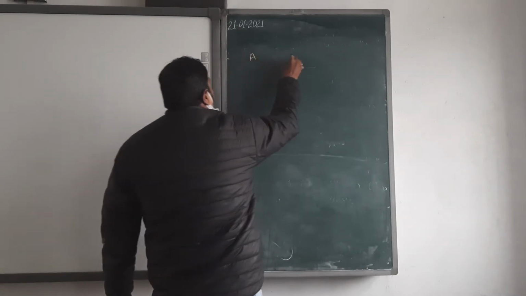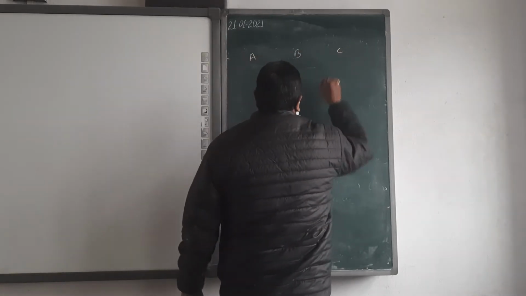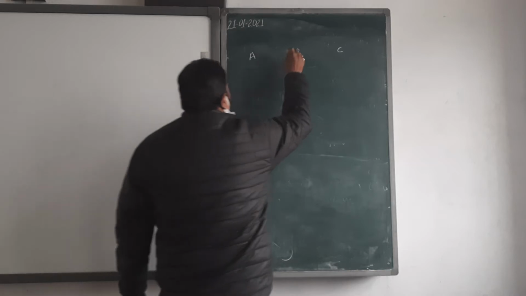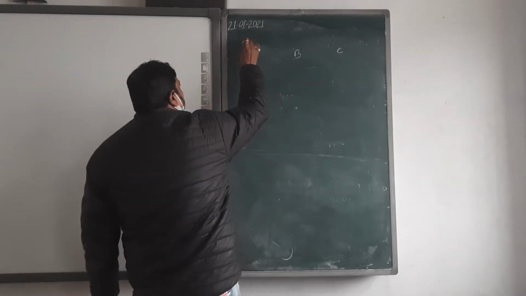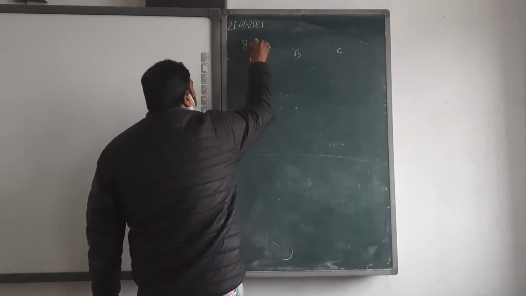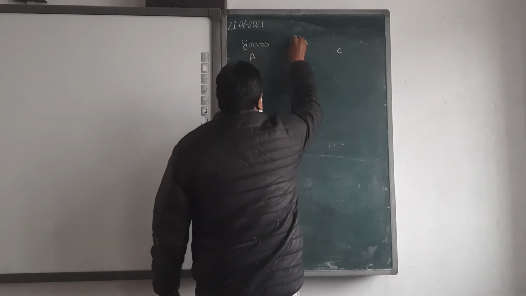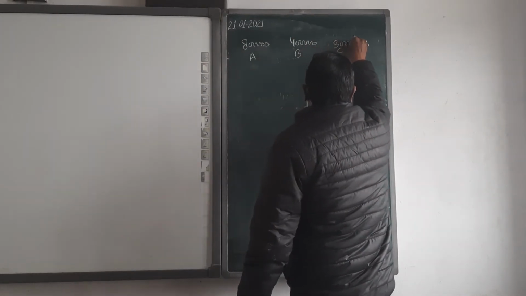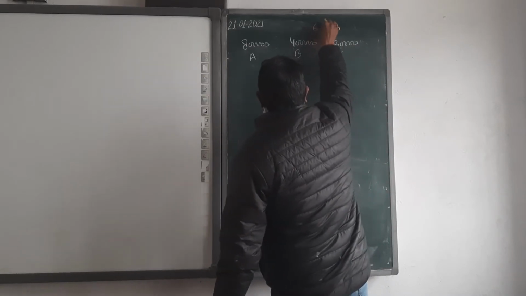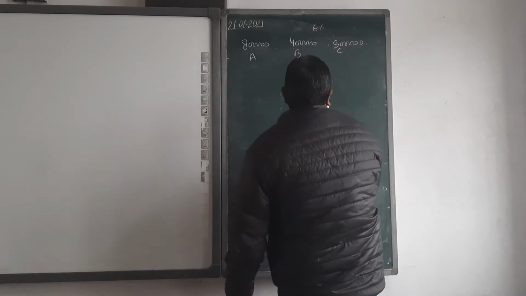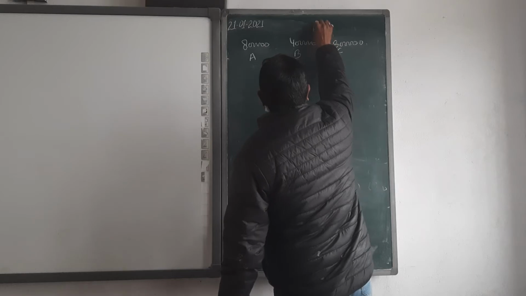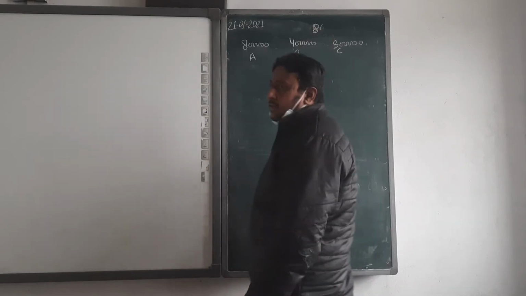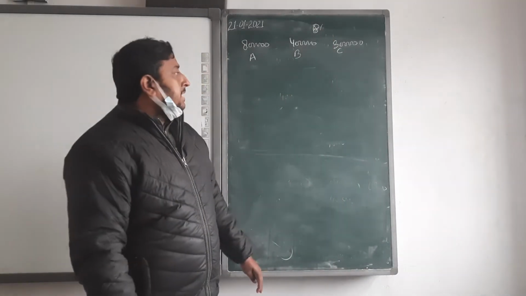After the account, A, B and C are the partners. Their capital is 8 lakh, 4 lakh and 3 lakh, and the rate of interest on capital is 8%. Then we are first.